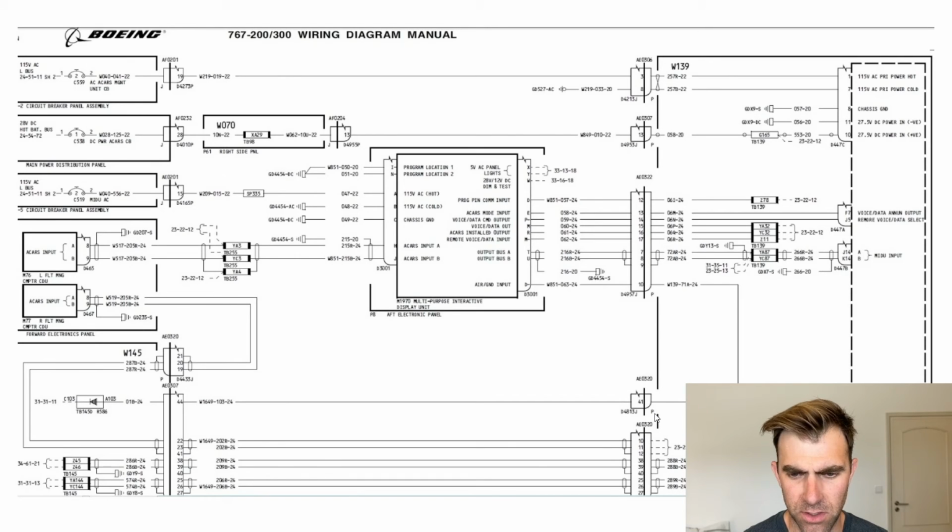So P is plug, and now I'm forgetting what J stands for. I think J is junction. Maybe it'll come to me. I'm blanking on what the J stands for. But it's just denoting that there's two sides to the connector, a male and a female.